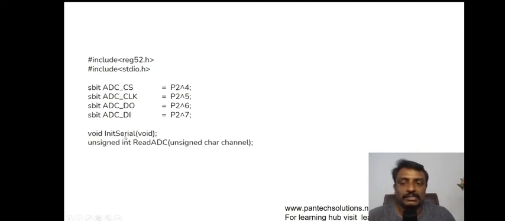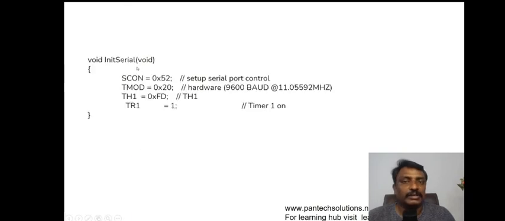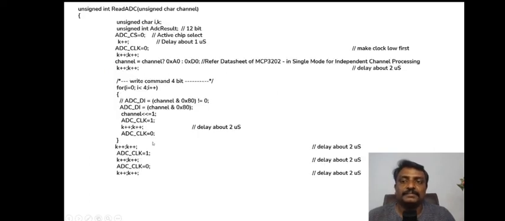So we have to initialize the serial port, and read ADC is a function. To initialize the serial port, it's the same thing. We have to configure the registers: the SCON register, the TMOD register, and TH1 and TR1, which we covered in the previous experiment, setting up the serial port and the baud rate and everything. Then read ADC.